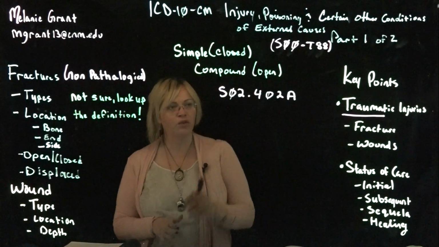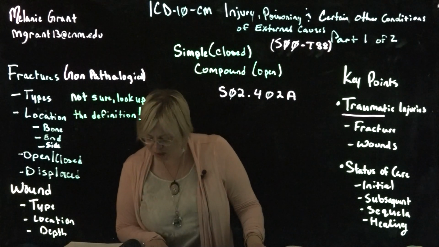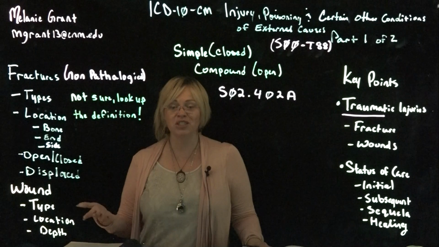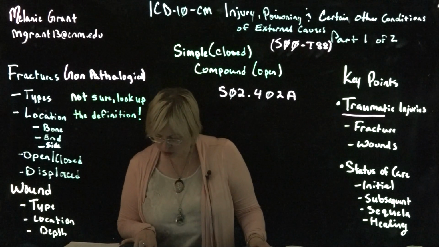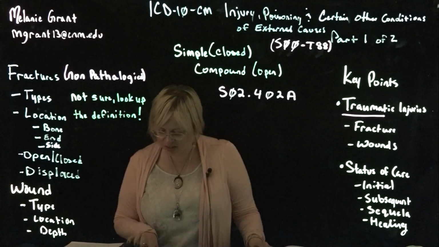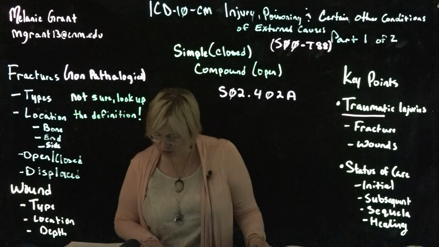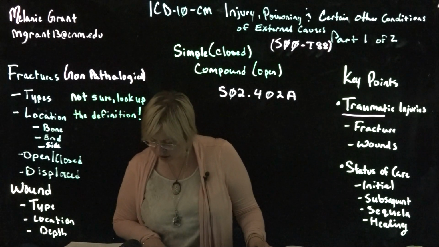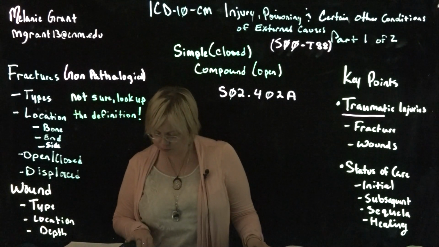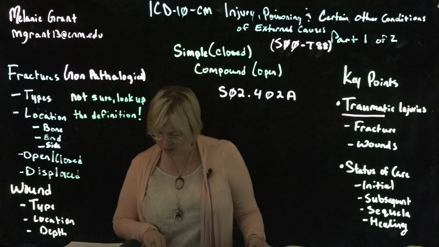And the chapter blocks for S02, there's several in here. There's injuries to the head, neck, thorax, abdomen, shoulder, elbow, so on and so forth. It goes pretty much into every single part of the body, multiple body regions, and unspecified body regions. And then you also have your T codes, which identify effects of foreign bodies, burns, frostbites, poisonings, toxic effects, other and unspecified effects of external causes, early complications of trauma, and complications of surgical and medical care.